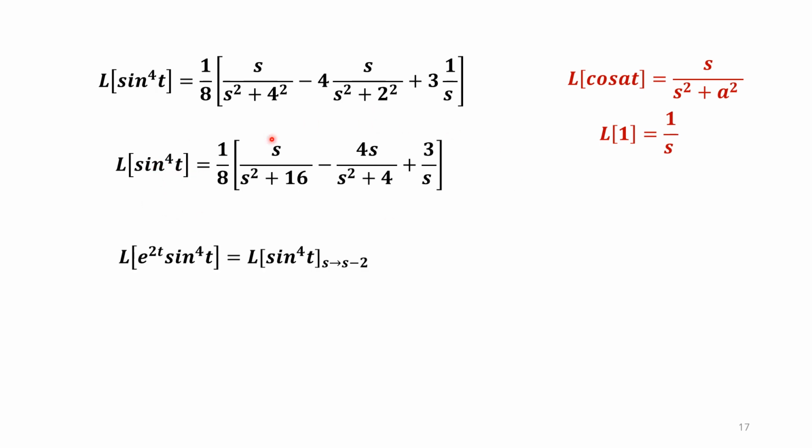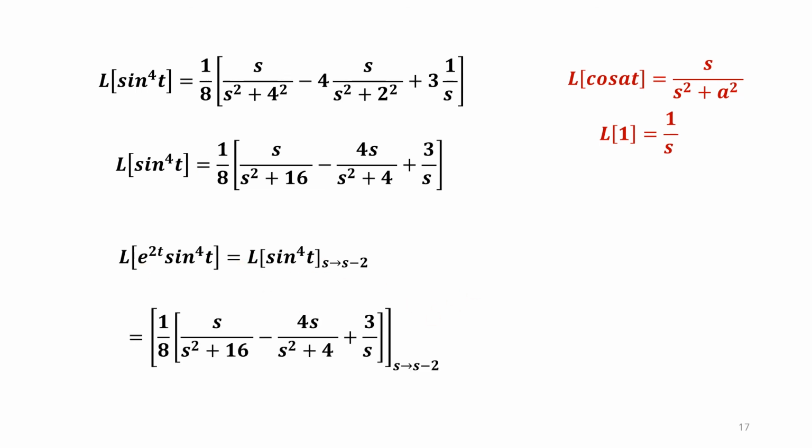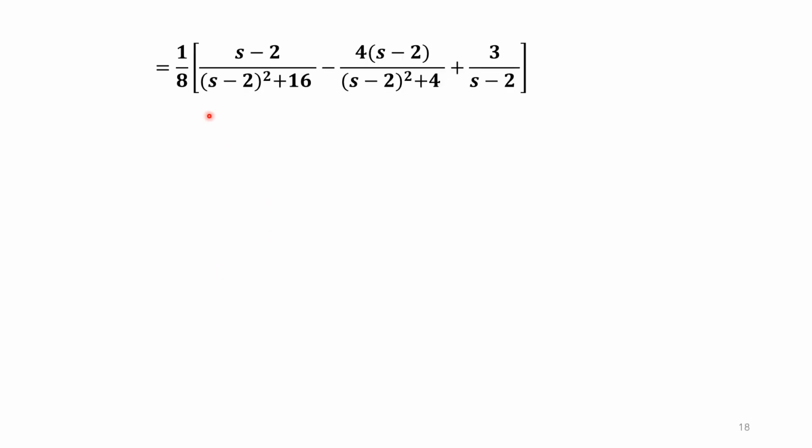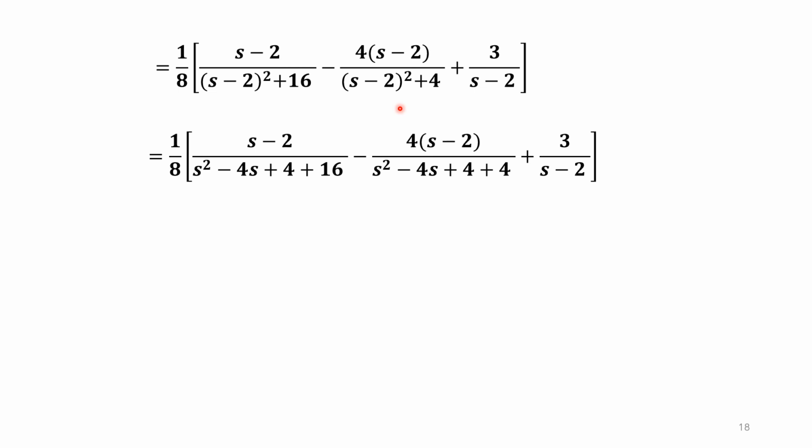But what was asked? We were asked to calculate L of e raised to 2t into sine raised to 4. So whatever answer we have got for L of sine raised to 4, we have to replace s by s minus 2. So in this answer, replacing s by s minus 2. So wherever s was there, we have replaced s by s minus 2. Then we can simplify and write the final answer.